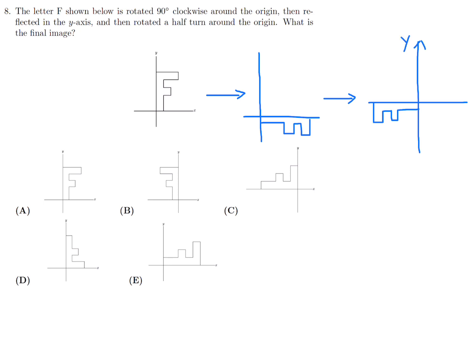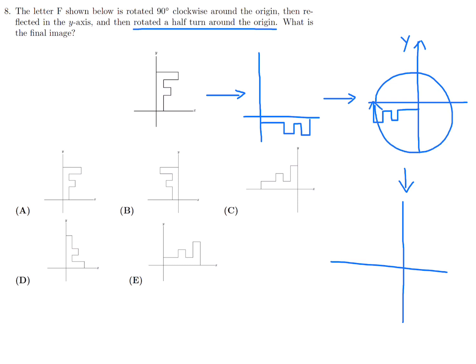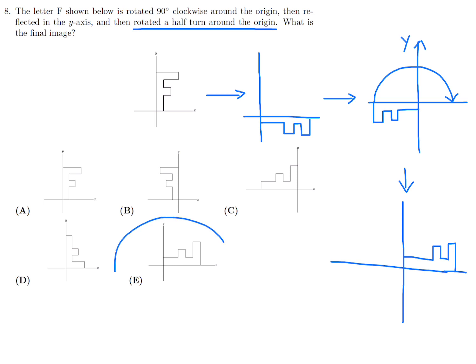And then they rotated half turn around the origin. Okay, what does that mean? Half turn around the origin. I'm assuming one full turn is all the way around back to the original position. So half a turn is going from there to there. So if you do that, it's going to make it look like this, the F symbol. And of the answer choices, the one that looks like that is E for number 8.